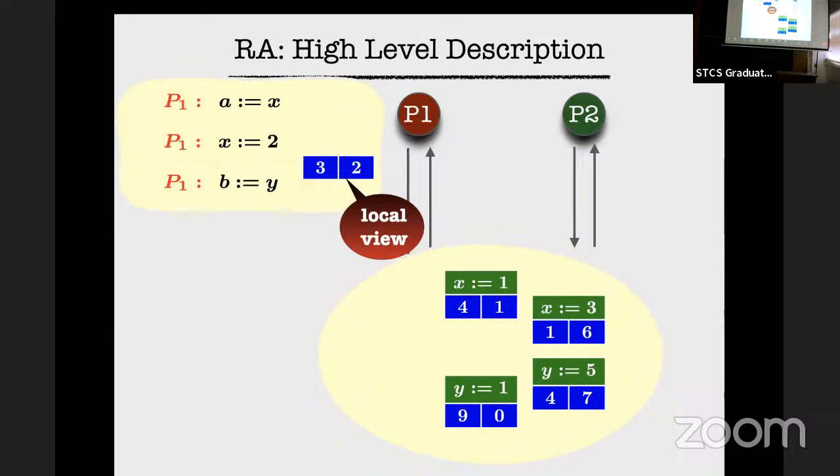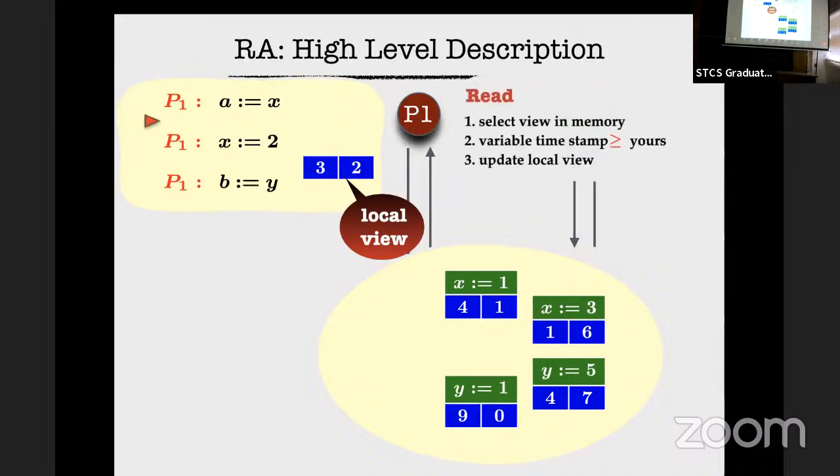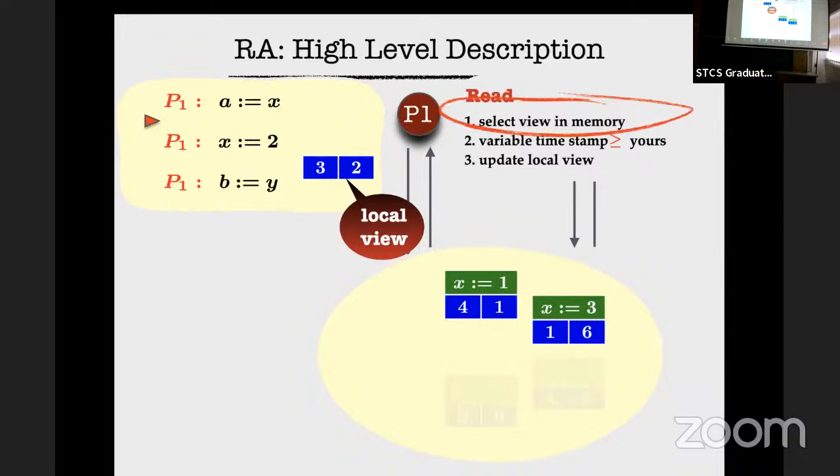Suppose the pool looks like this at some point of time, and I'm trying to read a value from x into the local variable a, and assume that this is my local view. These are basically timestamps. The timestamp for x is 3, the timestamp for y is 2. This is what he is aware of in the global timeline, of what happened to x and what happened to y. Now if I want to read from x, I do the following. You select some view in the memory which pertains to x. I am not concerned about the y views, let me forget about them.